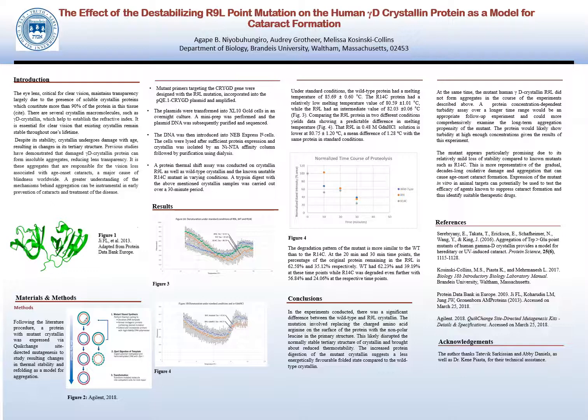refolding of the R9L mutant could be further studied in a protein concentration dependent turbidity assay, for example, to see whether in the longer run or at different concentrations there would be aggregation. Overall, the R9L mutant is promising in that while unstable, it does not aggregate immediately or in the short term, and it could therefore be used to test efficacy of drugs that target age-onset cataracts and fight aggregation of protein.